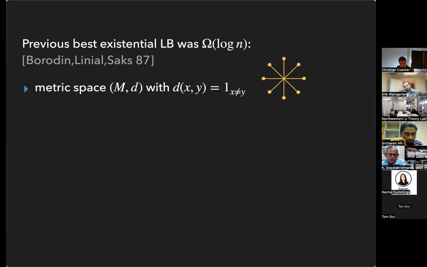So the metric space is the uniform metric. That means that the distance between any 2 points is 1, except that the distance from every point to itself is 0, of course. So we can think of the metric space as a star.